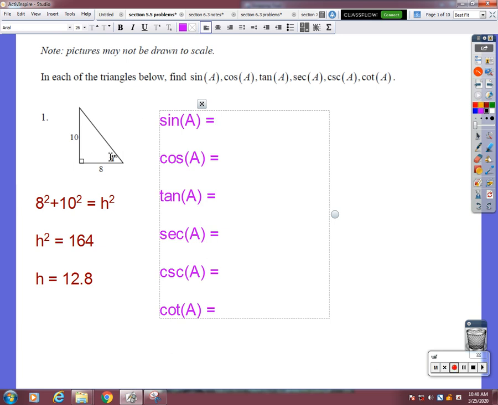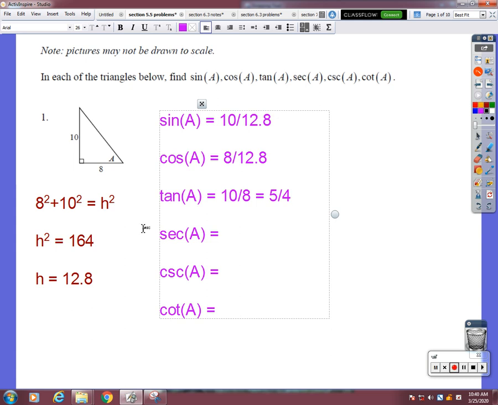Sine of A is the opposite over the hypotenuse. So it is 10 divided by 12.8. The cosine is the adjacent divided by the hypotenuse, so that's 8 divided by 12.8. The tangent is the opposite side divided by the adjacent, so that is 10 divided by 8, which equals 5/4.